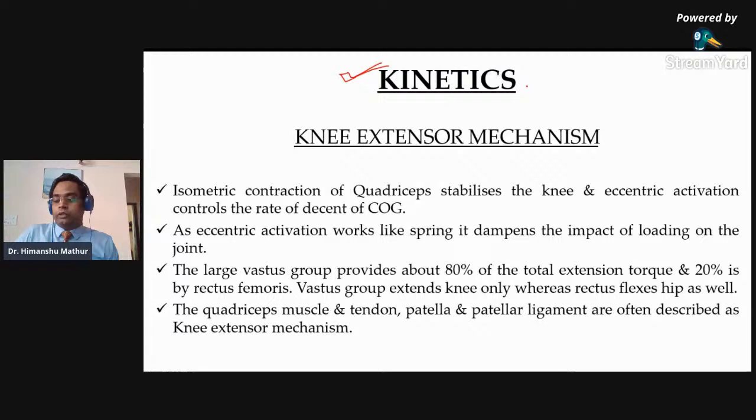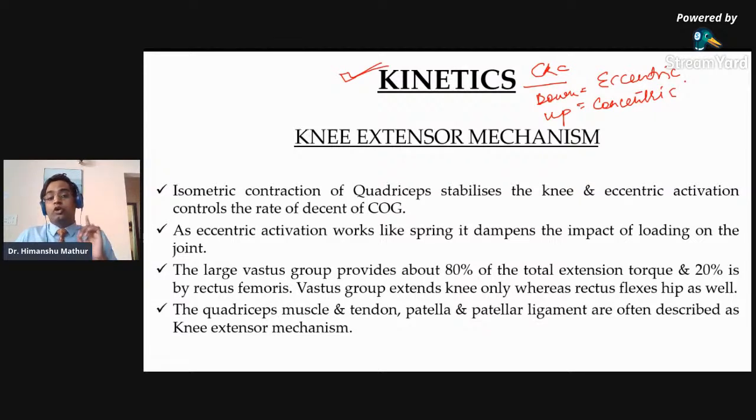So whenever I am talking about the closed kinematic chain, whenever I am getting down in squatting, it is the eccentric action of the quadriceps. And whenever I am coming up from the squat position, it is the concentric work of the quadriceps which is taking me up. So it means that in closed kinematic chain flexion also, the quadriceps is working eccentrically so as to control the downward displacement of my body, or to control the descent of my body.